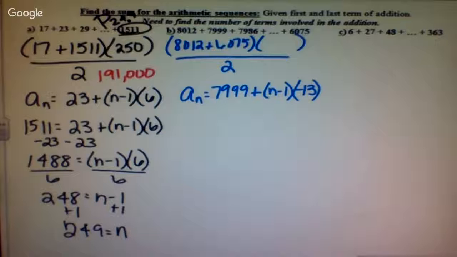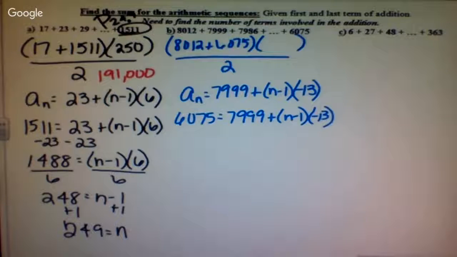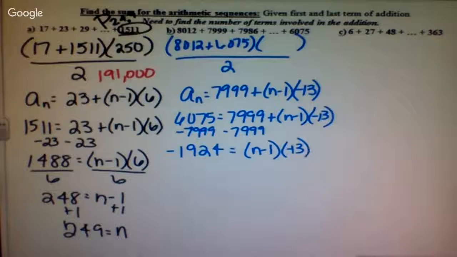Again, our job is to find out what space 6,075 falls into. So 6,075 equals 7,999 plus n minus 1 times negative 13. So my first step, we subtract. What do I get when I subtract 7,999? Negative 1,924 equals n minus 1 times negative 13. We must divide now by negative 13.